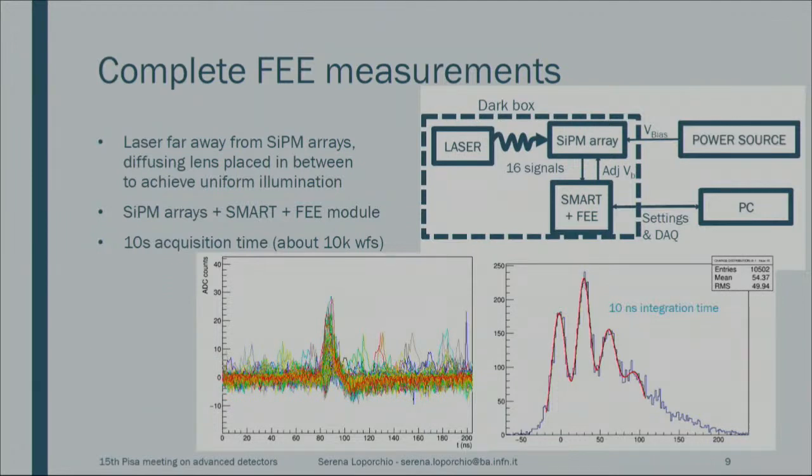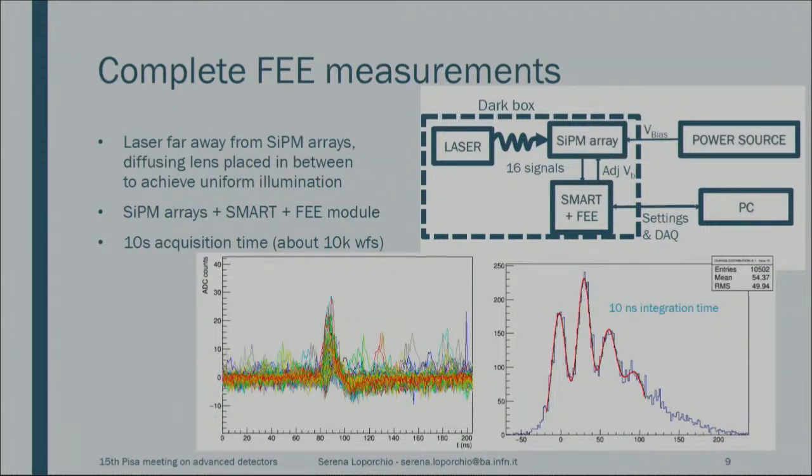We also coupled the silicon photomultipliers and the ASIC to the front-end electronic modules that will be used inside the PISA camera. So we used this time not one array of silicon photomultipliers, but 4, in order to have 64 channels, since the front-end electronics can digitize up to 64 pixels. So we used 4 silicon photomultiplier arrays coupled to 4 SMART ASICs, and we again placed the setup inside a dark box, and we used a PC interface to control the SMART and the front-end electronics to set the parameters and the DAQ, and to acquire data.